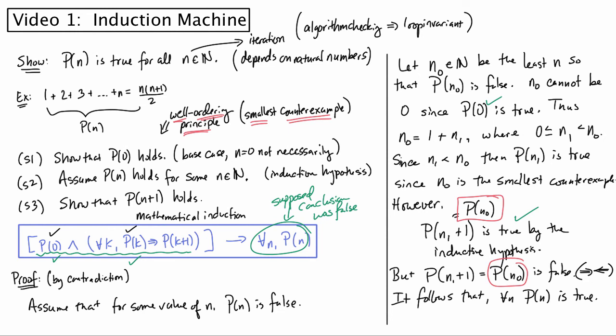It works very well. It's dependent upon the ideas of the well-ordering principle and smallest counterexample, and it's also a great example of proof by contradiction in play. It's also related to algorithm checking and loop invariance as well. So there's a lot of things in both mathematics and computer science that hinge on being able to do induction arguments, and you're going to see that sort of unfold here over the next week in class.